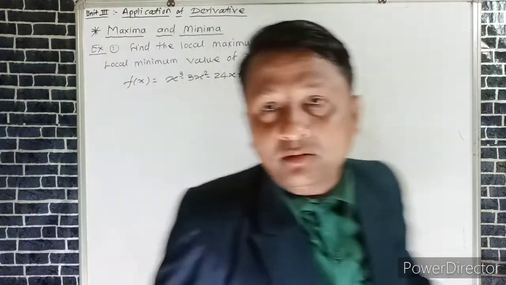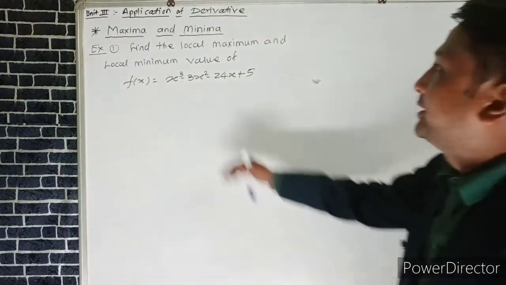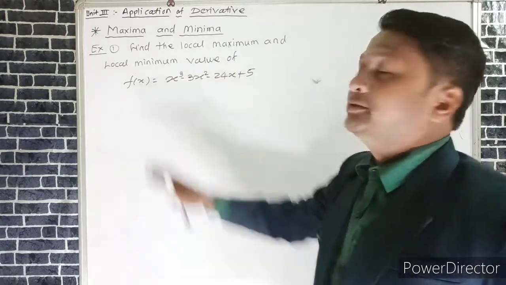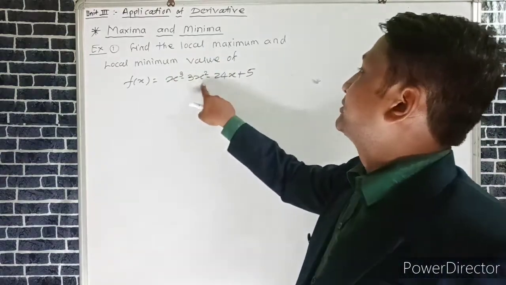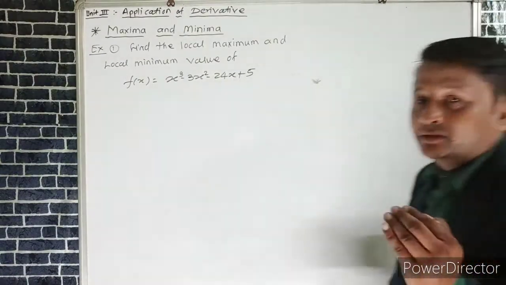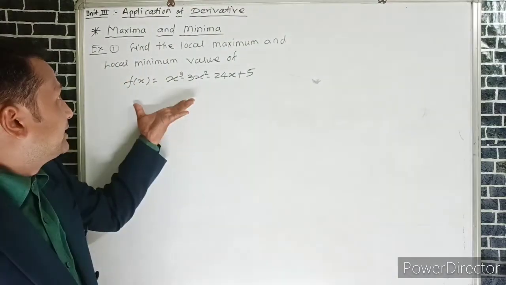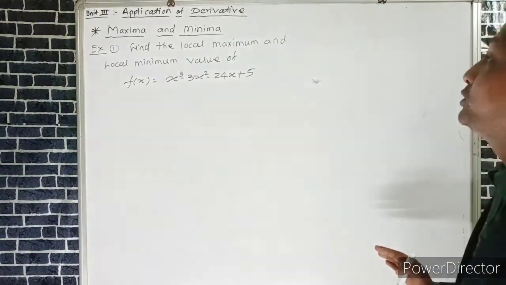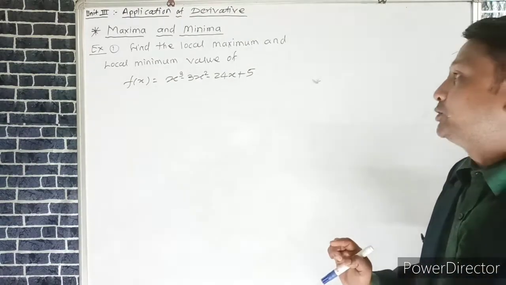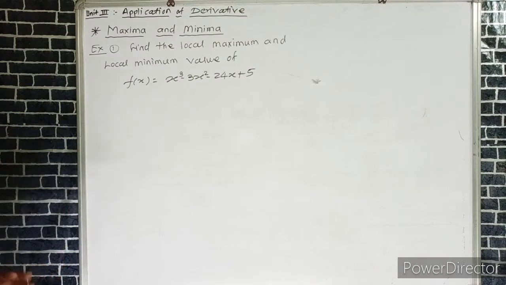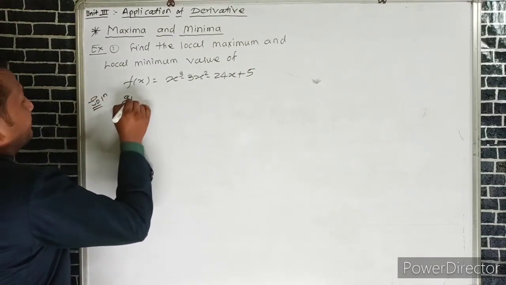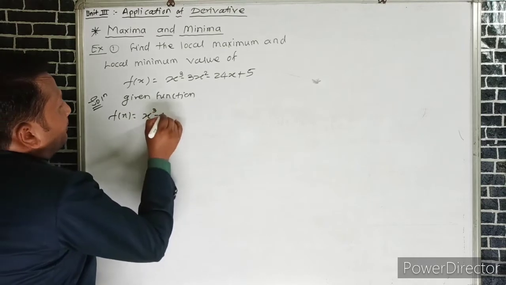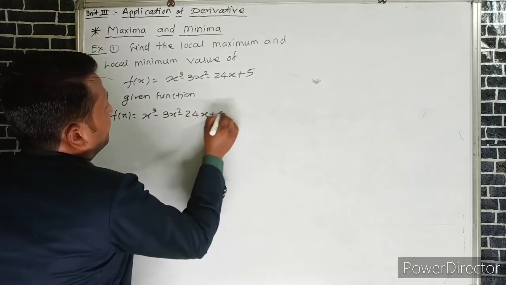Here is the first example on maxima and minima. We have to find the local maximum and local minimum values of f of x, where f of x is x cube minus 3x square minus 24x plus 5. So we take the given function f of x equals x cube minus 3x square minus 24x plus 5.